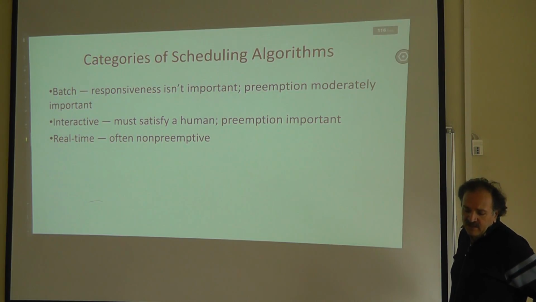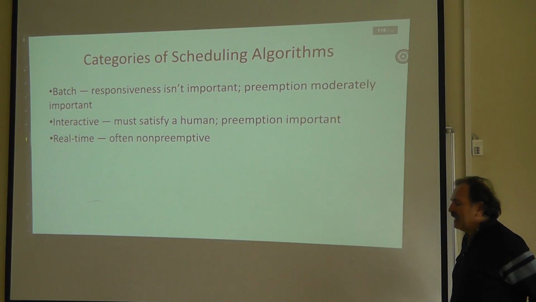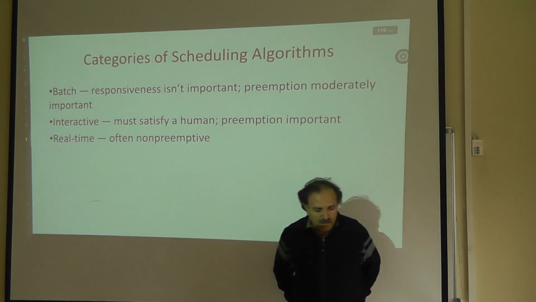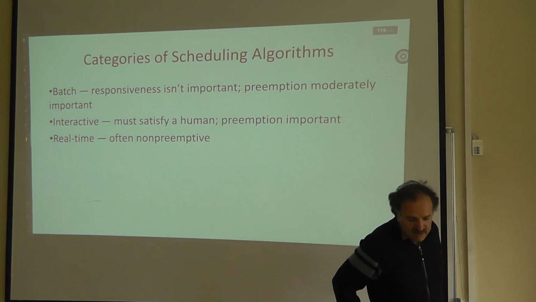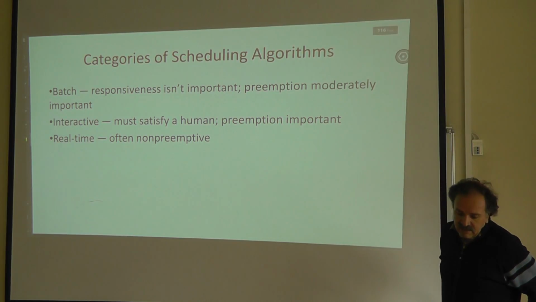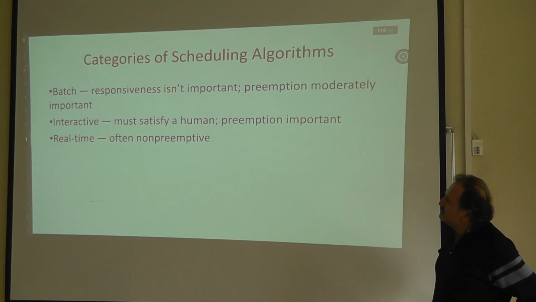But when it is interactive, it must satisfy a human, and preemption is important in the interactive system. You cannot have a process taking the CPU for 20 minutes in an interactive system. For the real-time systems, it is often non-preemptive.